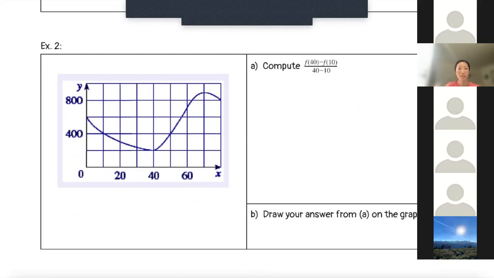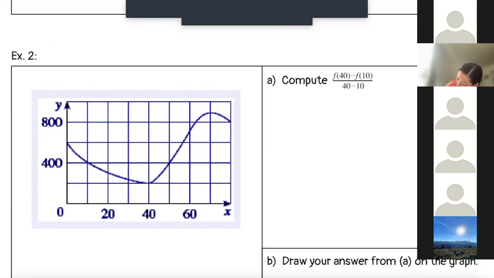Because I think it's just as important to think about the process as it is to think about the wording, all right? So this one says compute f of 40 minus f of 10 over 40 minus 10. So let's start there. Anybody have some values that I can plug in, particularly to the numerator? I think the denominator is a little bit more straightforward. 200 minus 400. Yeah, 200 minus 400, good.